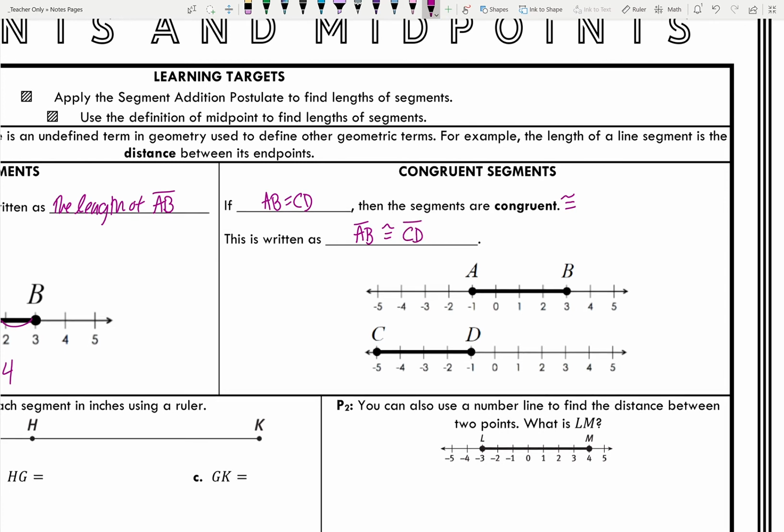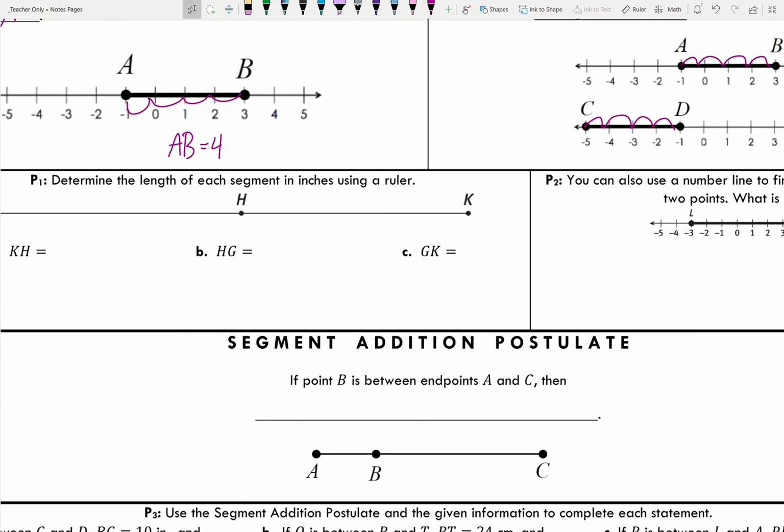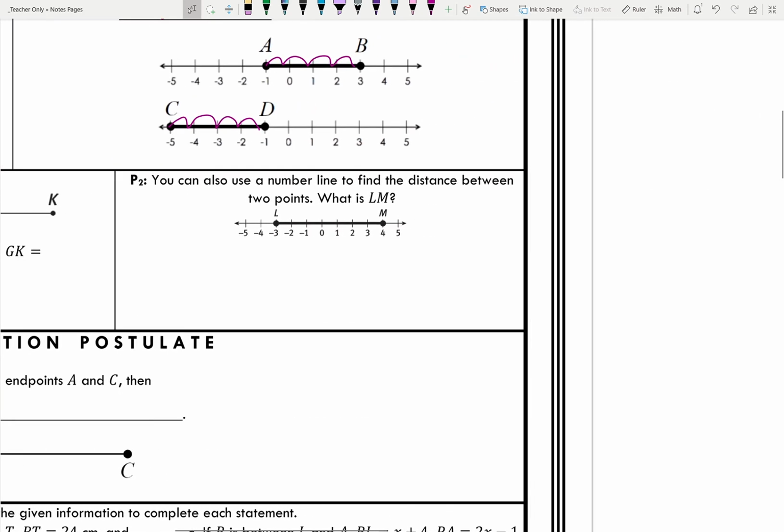Okay, so you see this, just to check, AB is 4 and CD is also 4. And voila, it works out. They're congruent because their lengths are equal. So skipping number 1, P1, because you have to have a ruler, you can go ahead and do that yourselves. Everyone, we know how to measure with a ruler. But for P2, this is important. You'll be doing this a lot, so know how to do this.